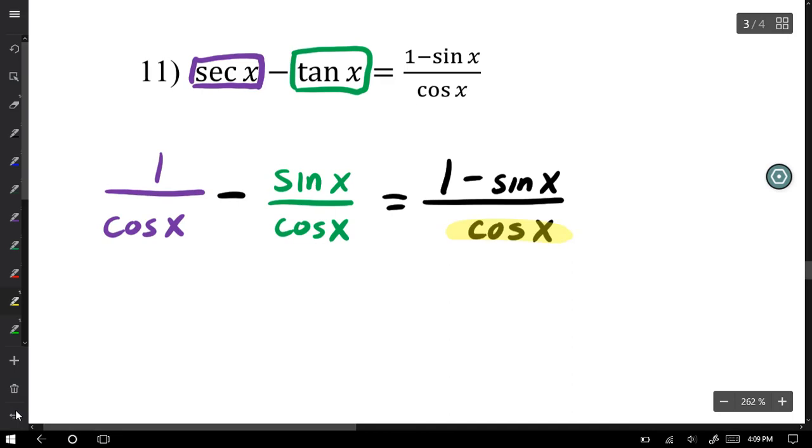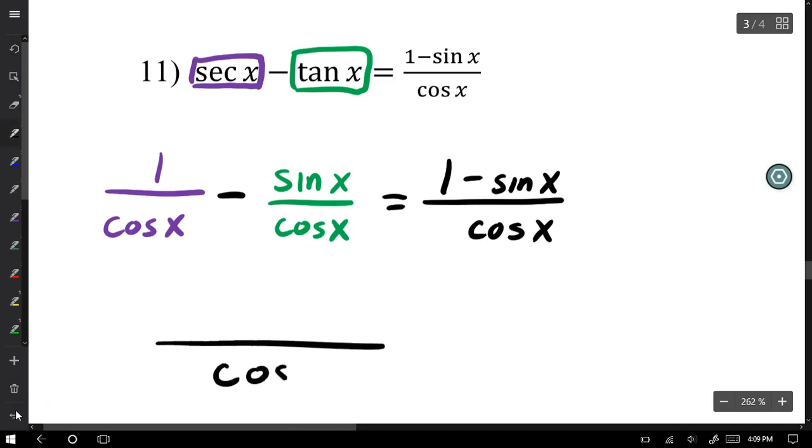I want a cosine in the denominator. I have a cosine denominator. I want a 1 minus sine of x in the numerator. I have a 1, I have a minus, I have a sine of x. So really I want to combine these into one fraction.